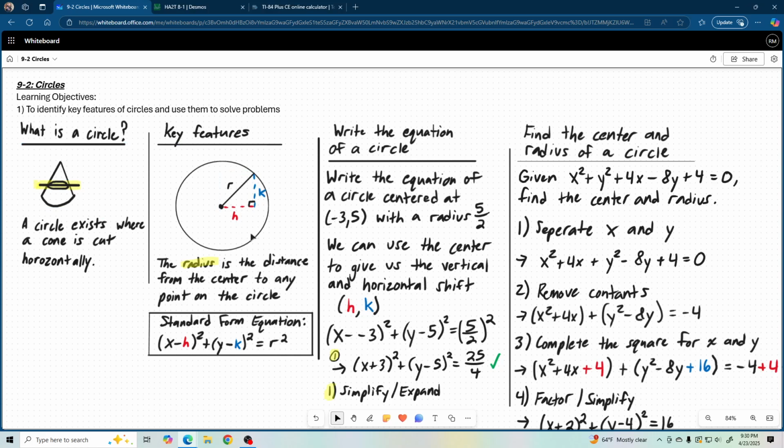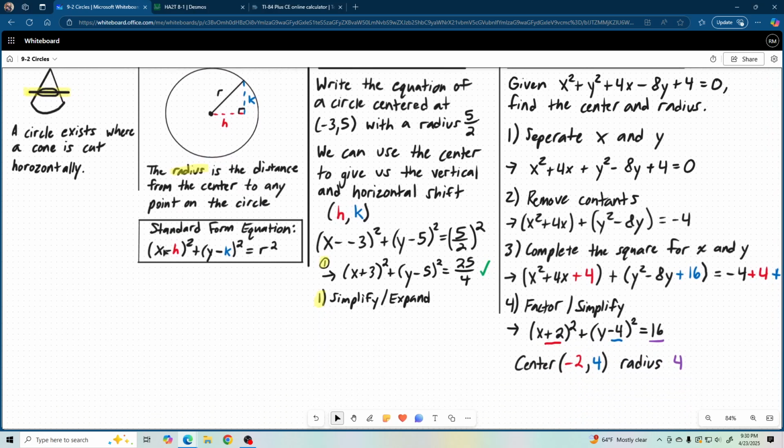Okay, so key features of a circle. There is essentially one, right? The key feature is the radius. The radius is the distance from the center to any point on the circle. Here you'll notice that we have a circle with a radius of r. And then what I went ahead and did is I made a right triangle here with a horizontal distance of h, a vertical distance of k, and that'll help us get the standard form equation of a circle, which is this down here. So it's our x value shifted h units, right? And then it's our y value shifted k units, and then that equals our radius squared. So it's x minus h quantity squared plus y minus k quantity squared equals r squared.